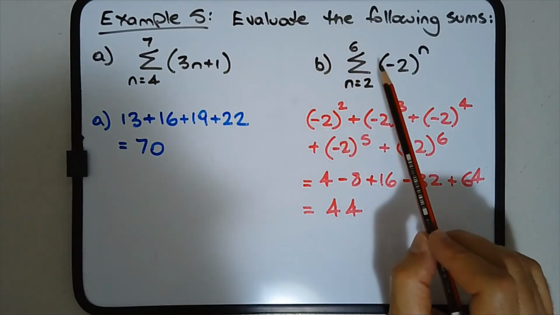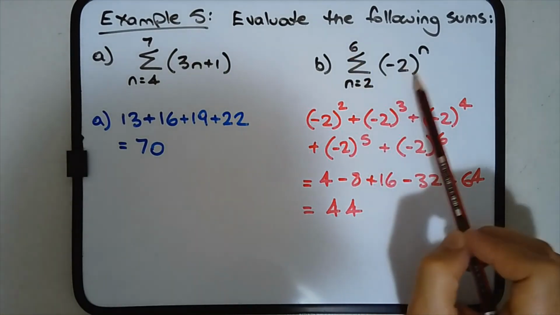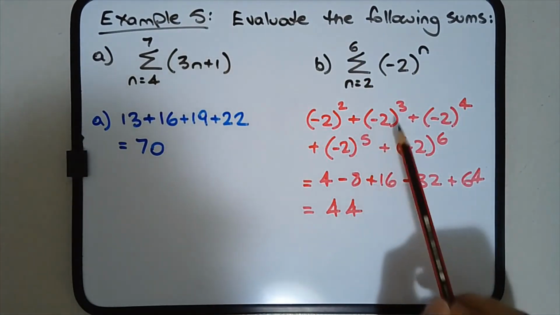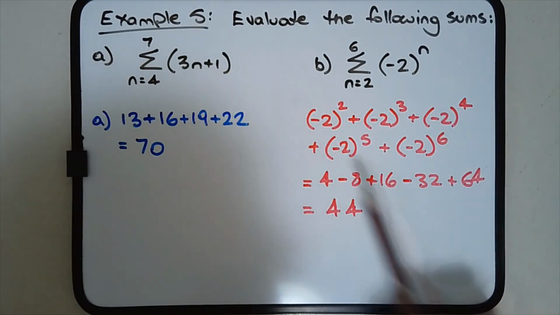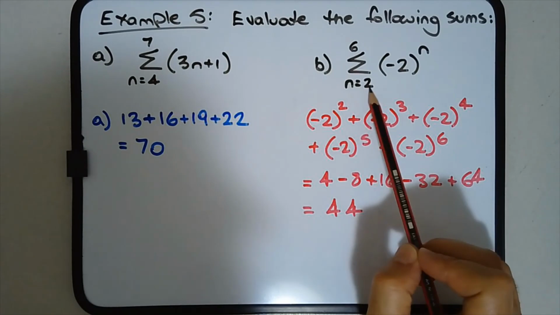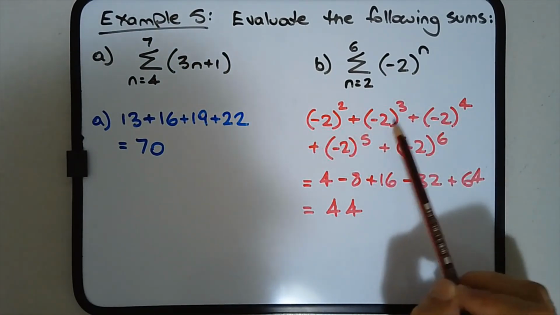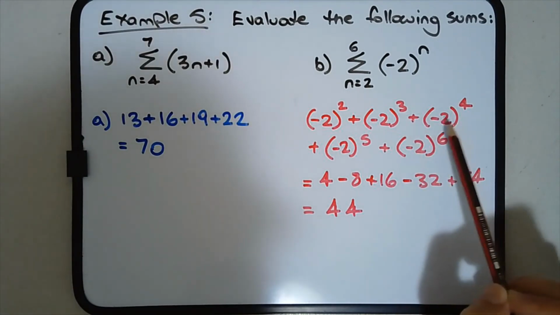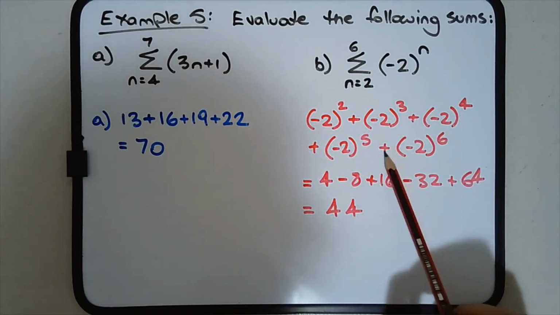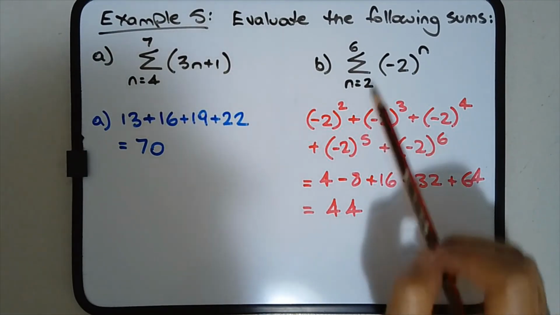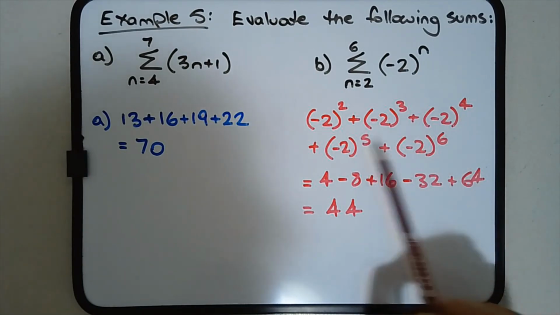Part B, the sum from n equals 2 to 6 of negative 2 all to the power of n. So we'll just form the sequence and add them up. So negative 2 all squared, that's when n equals 2. So negative 2 all to the power of 2 plus negative 2 all to the power of 3 plus negative 2 all to the power of 4 plus negative 2 all to the power of 5 plus negative 2 all to the power of 6. So that's what it means from n equals 2 to 6. So 2, 3, 4, 5, and 6.